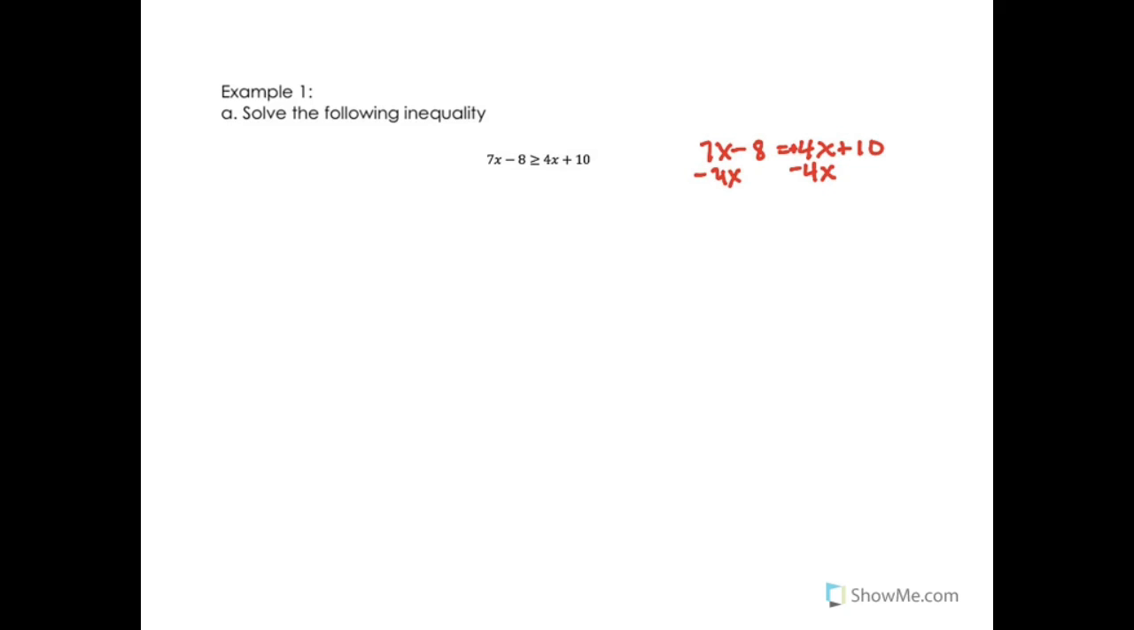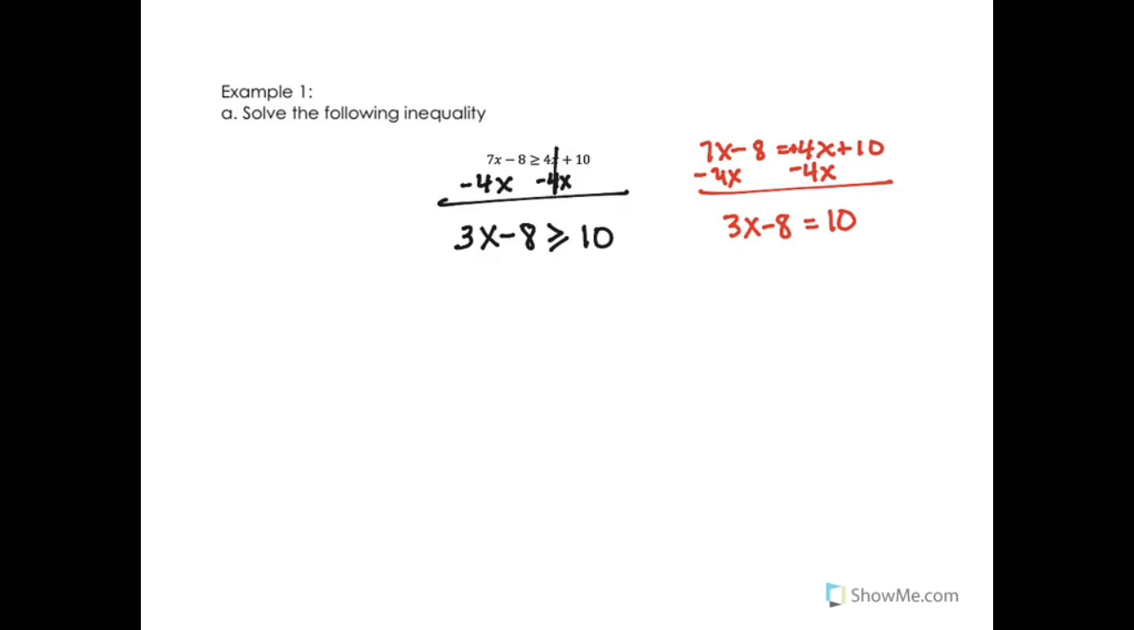And in our inequality, we're going to do the exact same thing. We're going to subtract 4x here, and we're going to subtract 4x over here as well. And so that's going to give me 3x minus 8 is greater than or equal to positive 10, because this is going to cancel out. And that's the exact same thing that we get on the other side if it were an equation. And again, you don't have to do what I'm doing in red in your work.